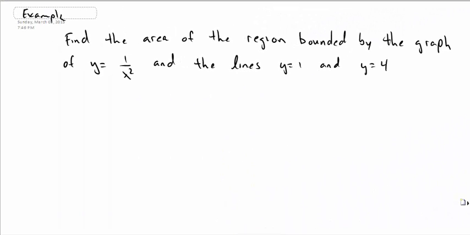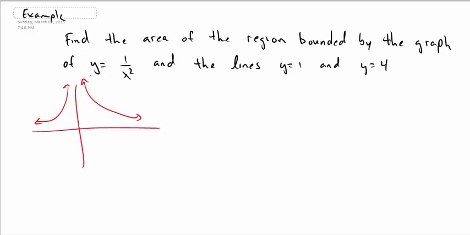So 2 more examples today. Find the area of the region bounded by the graph y equals 1 over x squared and the lines y equals 1 and y equals 4. Okay, so if we graph that, there's y equals 1 over x squared, roughly. Not a great sketch, but it is what it is.